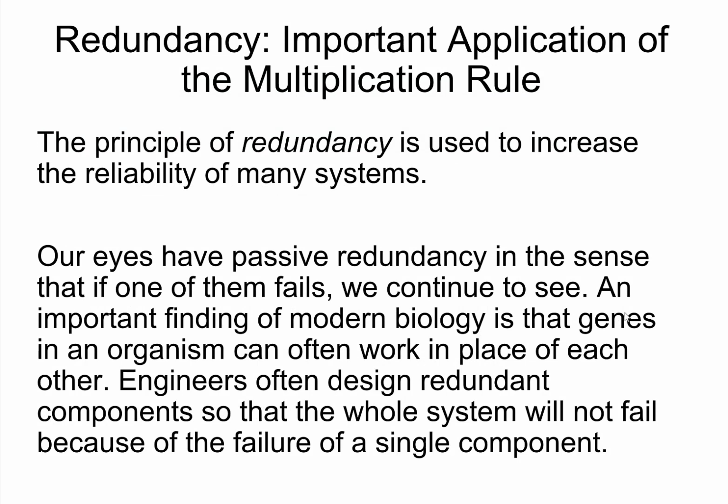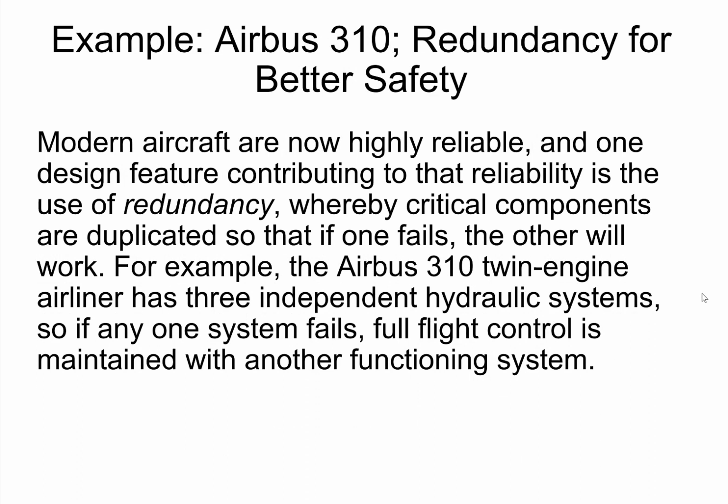The principle of redundancy is used to increase reliability of many systems. Our eyes have passive redundancy in a sense that if one of them fails, we continue to see. An important finding of modern biology is that genes in an organism can often work in place of each other. Engineers often design redundant components so that the whole system will not fail because of the failure of a single component. And this is used frequently in the aircraft. So they have critical parts here, and one of those critical parts is the independent hydraulic systems, and the Airbus 310 twin engine actually has 3 of those systems. So if any one of those systems fails, full flight control is still maintained with another functioning system.